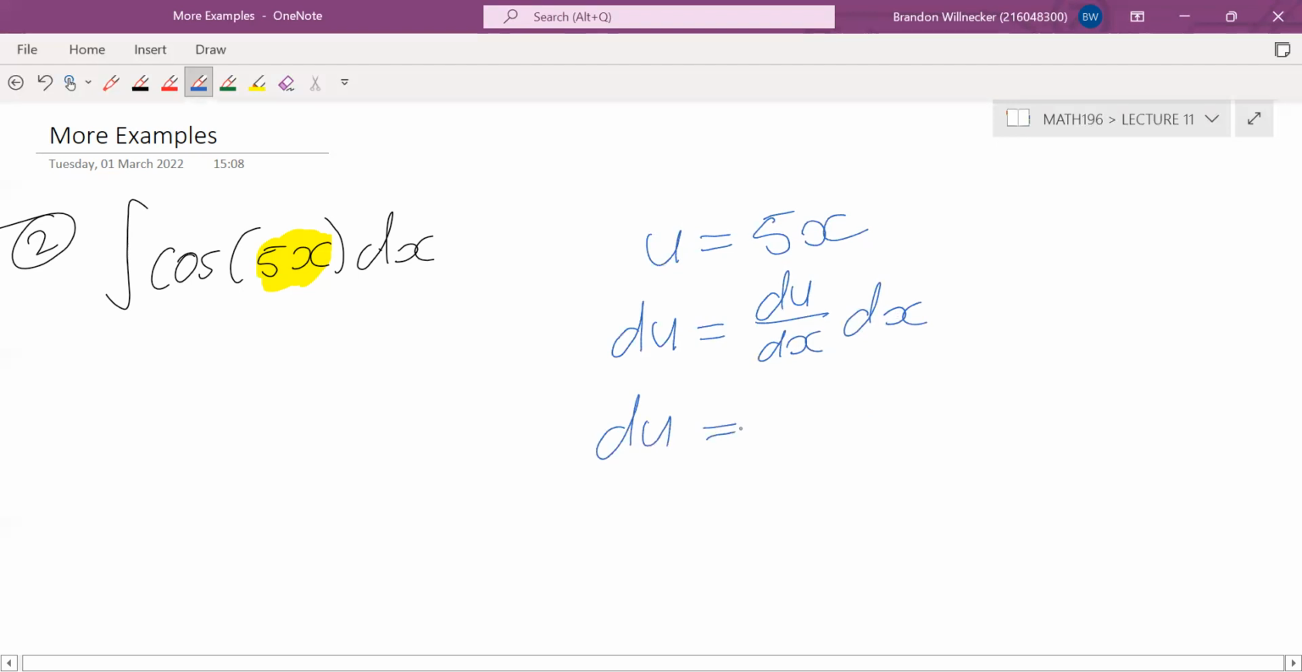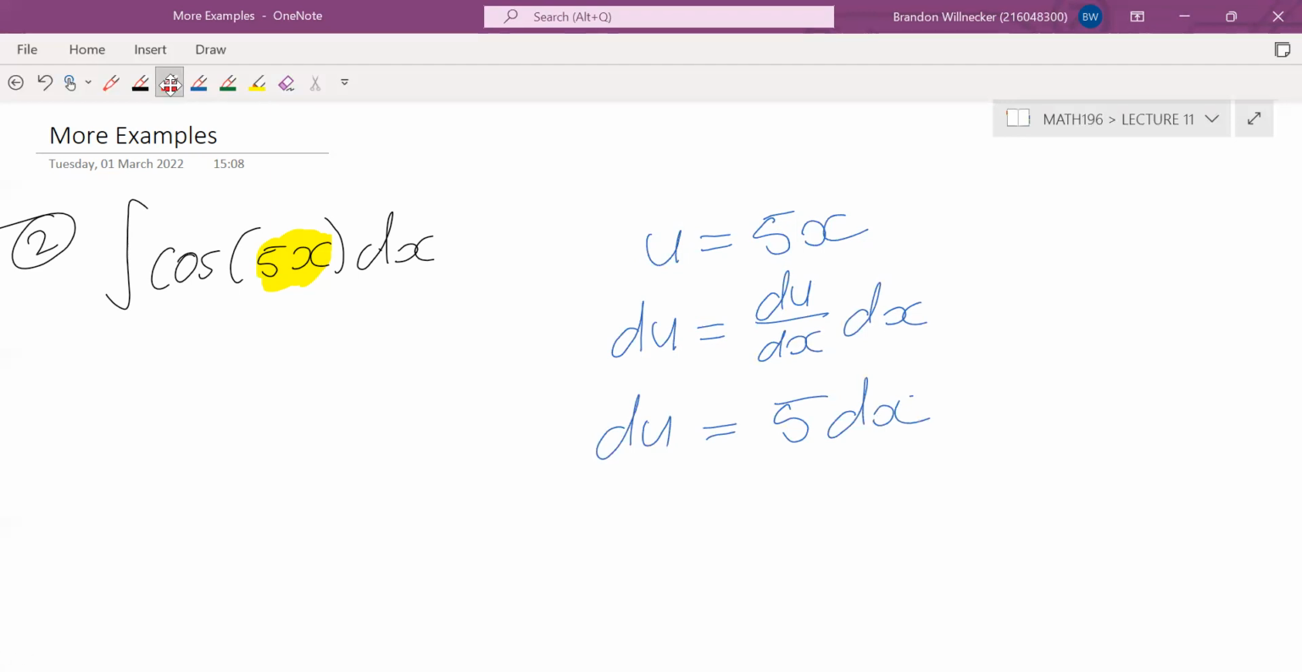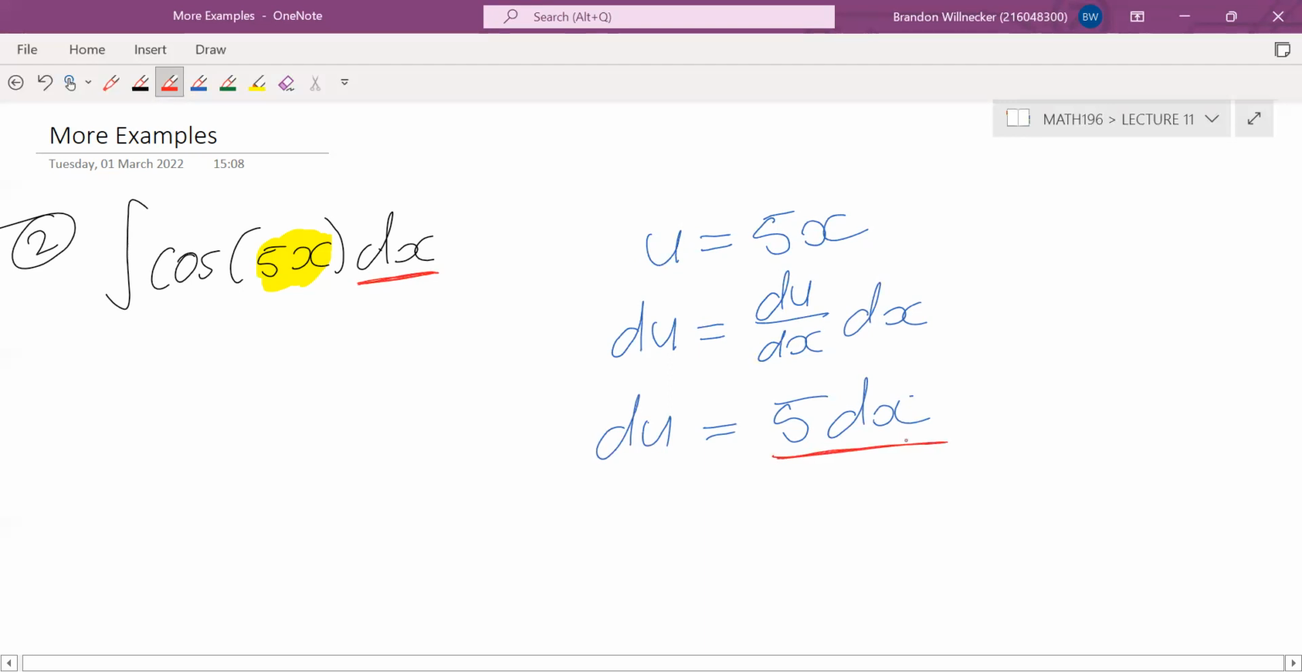So du will then be 5 dx. Okay, but let's look at our original integral. Here we only have dx. Here we have 5 dx. That's a problem. We don't have 5 in the original integral.